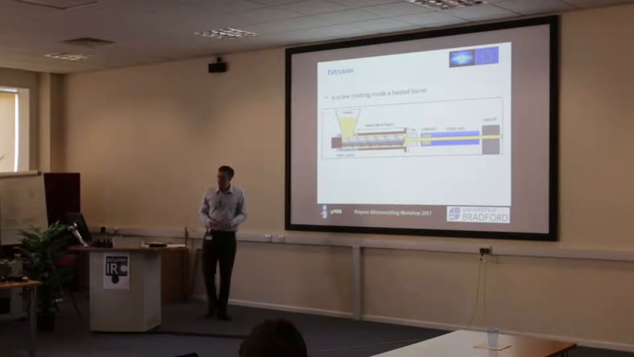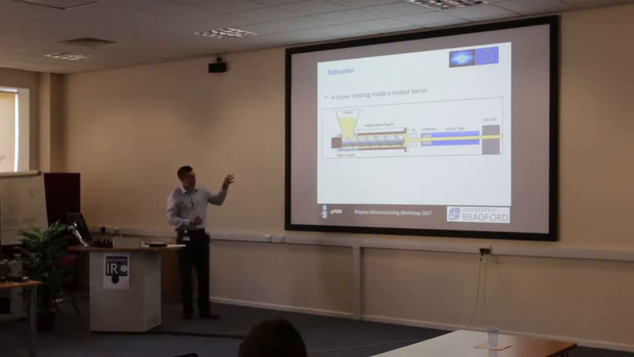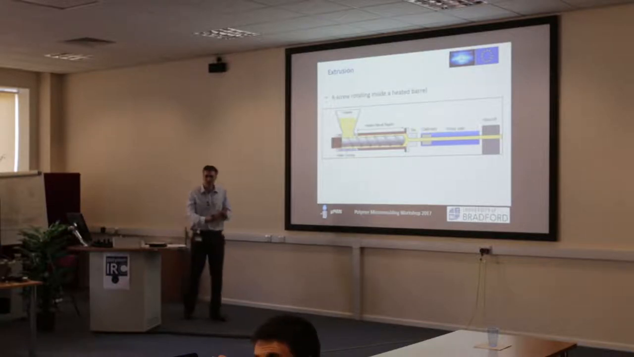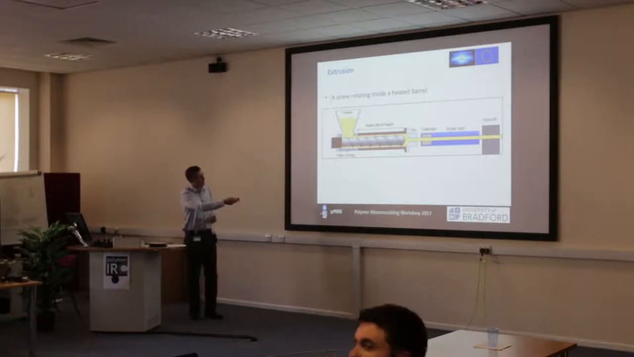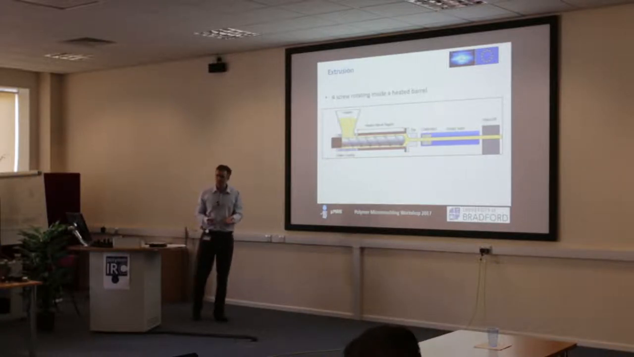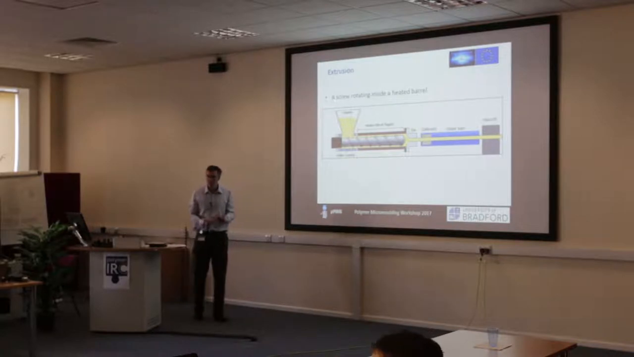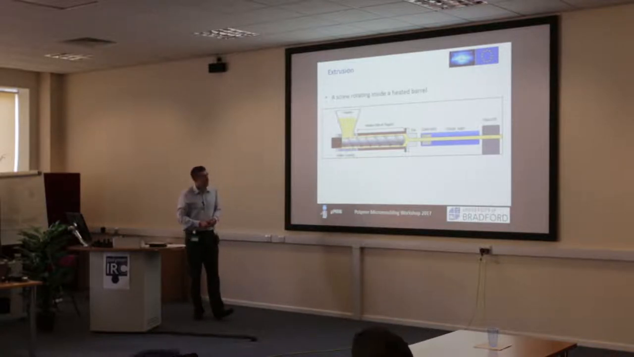So the extruder itself, this is the basic diagram that shows what is inside the extruder and what the extrusion process is. And it's pretty simple, essentially. What we've got is a rotating screw inside a heated barrel. That's at the heart of the extruder. It's an Archimedean screw which rotates inside a heated barrel.